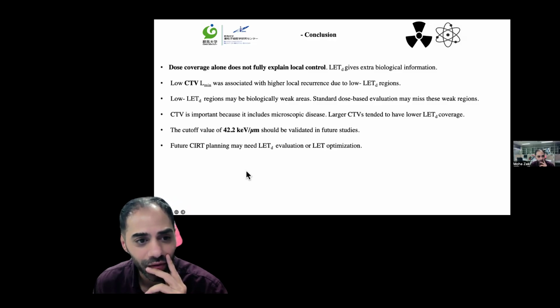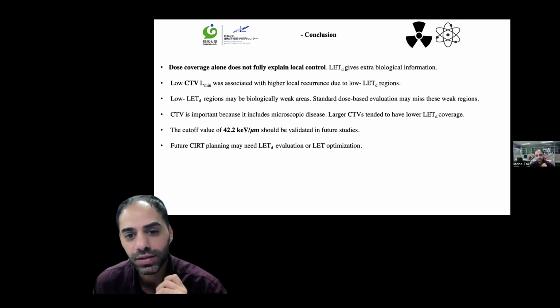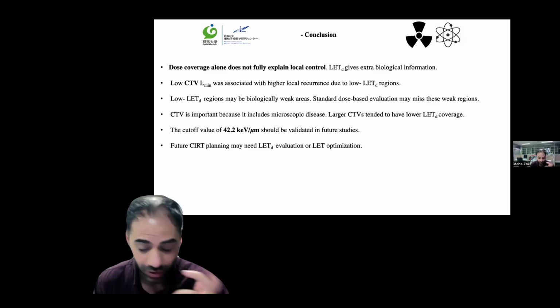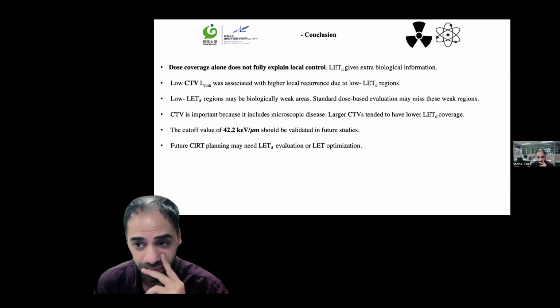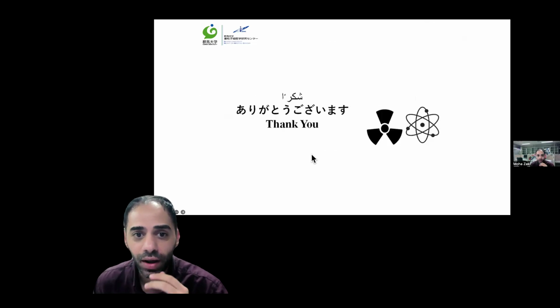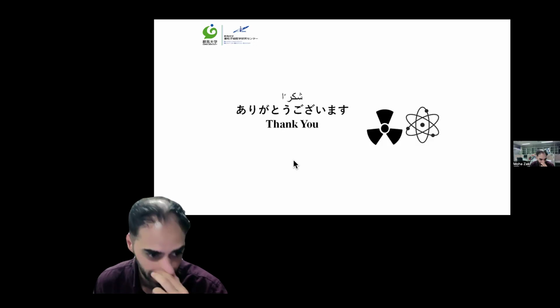and the future of carbon ion radiotherapy planning might need dose average LET evaluation, or in general LET optimization. With this, I come to an end, and I am happy to answer any of your questions or hear any of your comments.